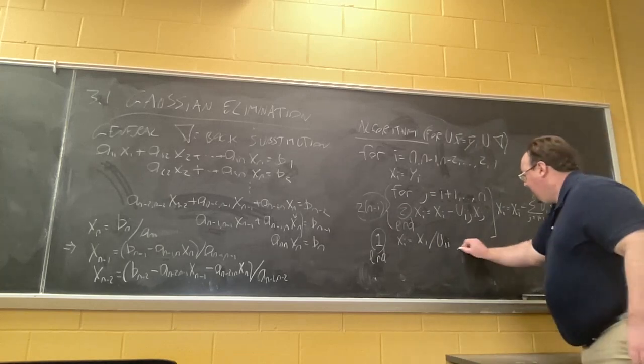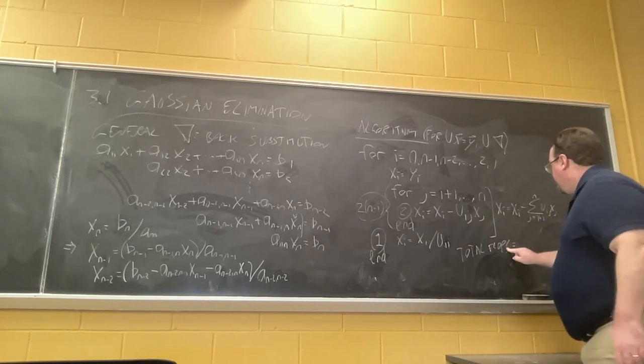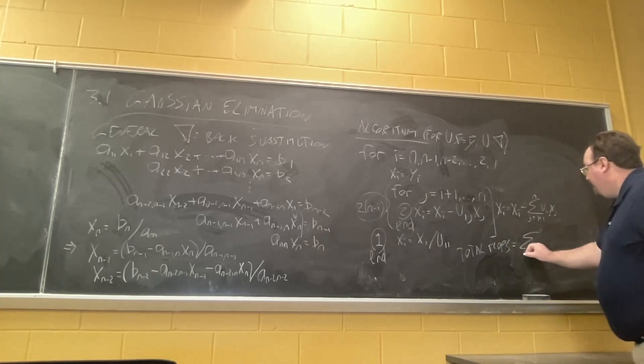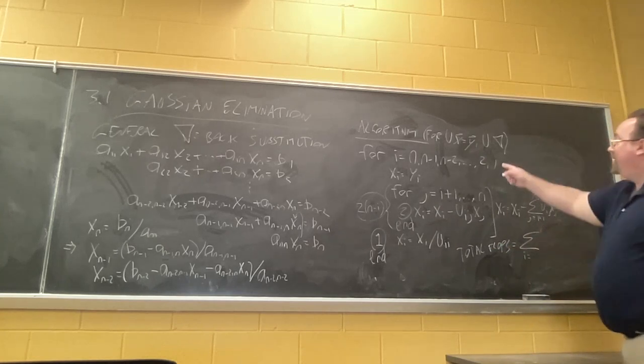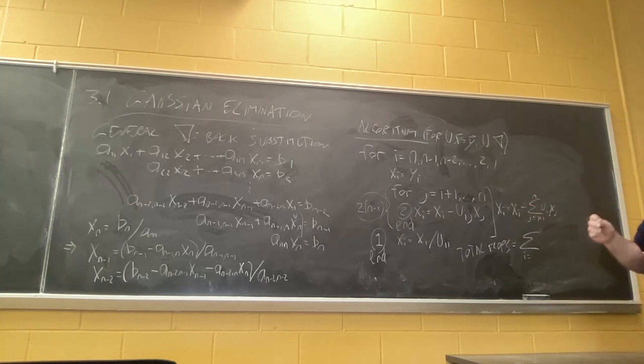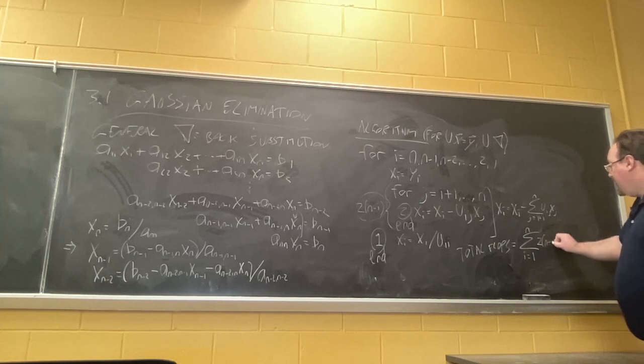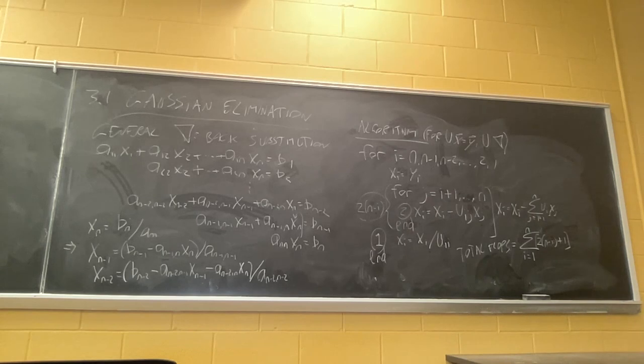That means that the total number of flops is equal to the sum over all values of i between 1 and n. Yes, we're going backwards, but for figuring out how many, it's fine to count forwards. So it'll be 2 times n minus i, plus 1. Now we can figure out what that is using certain formulas for certain summations.